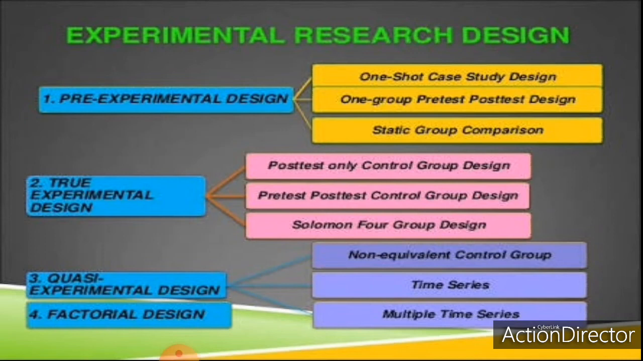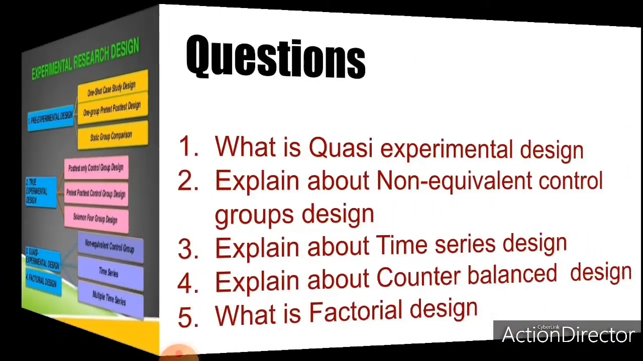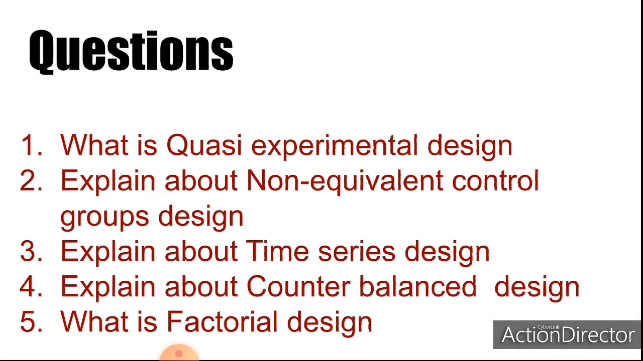So I think all of you got a basic idea regarding experimental research design and its types. Now moving to the questions related to this area. They are: what is quasi-experimental design? Explain about non-equivalent control group design. Explain about time series design. Explain about counterbalanced design. And what is factorial design? So try to solve these questions.